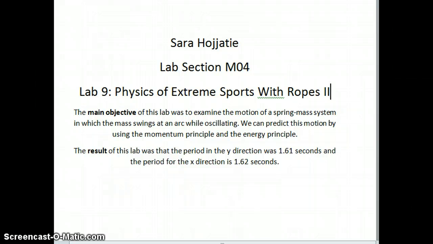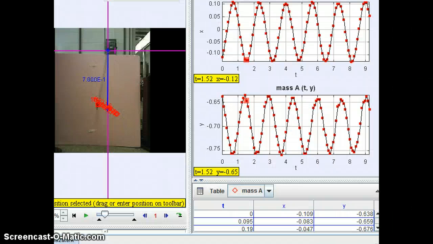The result of this lab was that the period in the y direction was 1.61 seconds and the period for the x direction was 1.62 seconds. So here, we used a video that was given to us from WebAssign, and at the end point, we plotted the x and the y positions versus time to give us these two graphs, one showing the time versus the position in the x direction, and one showing the position versus the time in the y direction.